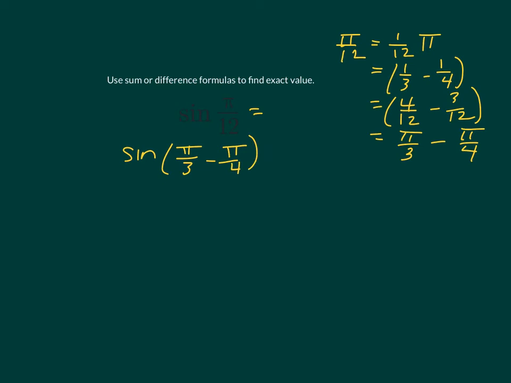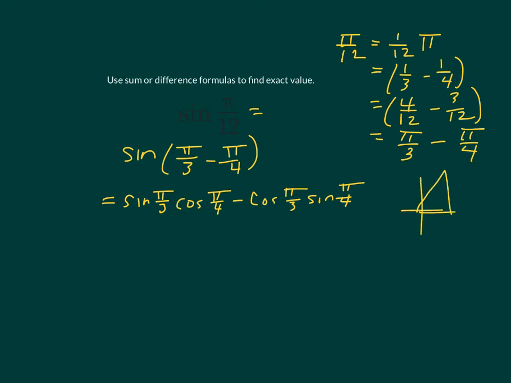And so sine of pi over 3 minus pi over 4, that's going to be a difference formula. And the difference formula for sine would be sine of pi over 3 times cosine of pi over 4 minus cosine of pi over 3 times sine of pi over 4. And so we just have to think about our angles for pi over 3 sitting on the unit circle.